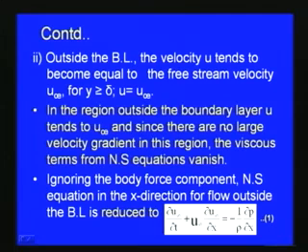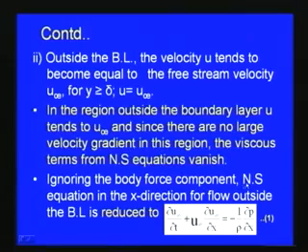With this assumption he tried to solve the boundary layer problems. In the region outside the boundary layer u tends to u infinity, and since there is no large velocity gradient in this region, the viscous terms in the Navier-Stokes equation vanish. So outside the boundary layer the viscous effects are not there, and we can easily solve it, ignoring the body force component.